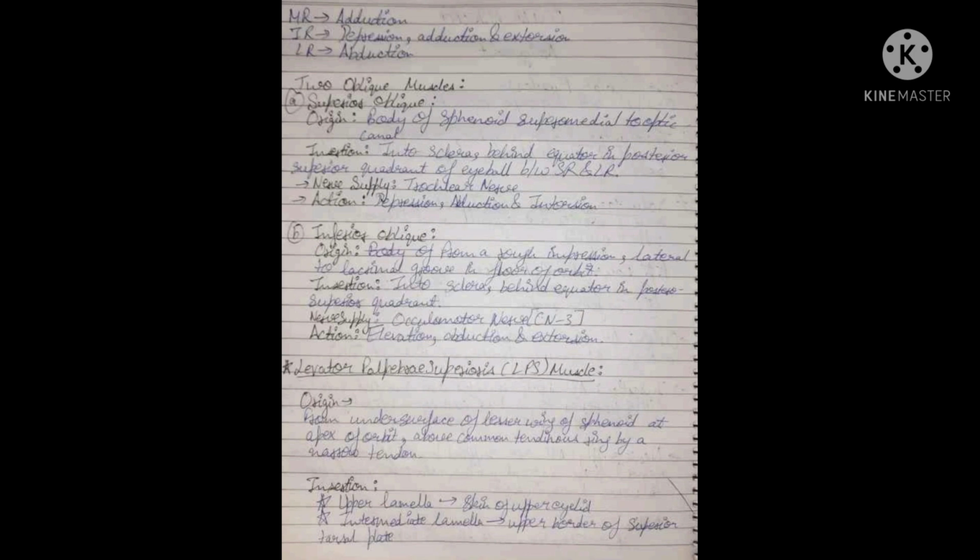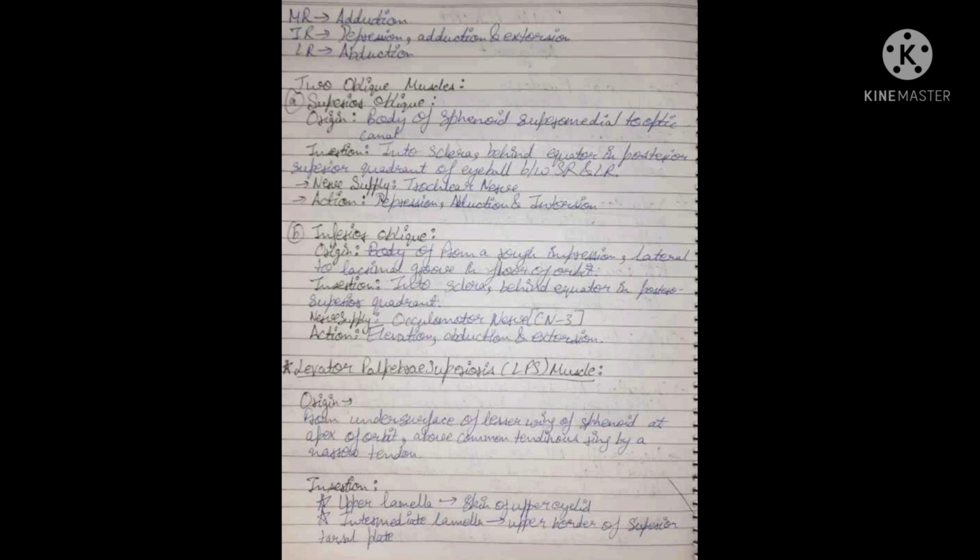Whereas inferior oblique has origin from a rough impression, which I told you earlier, lateral to the lacrimal groove in the floor of the orbit. Insertion into sclera behind equator in posterior-superior quadrant, supplied by cranial nerve 3 oculomotor, and has its action as elevation, abduction and extorsion. Next is LPS muscle, levator palpebrae superioris.